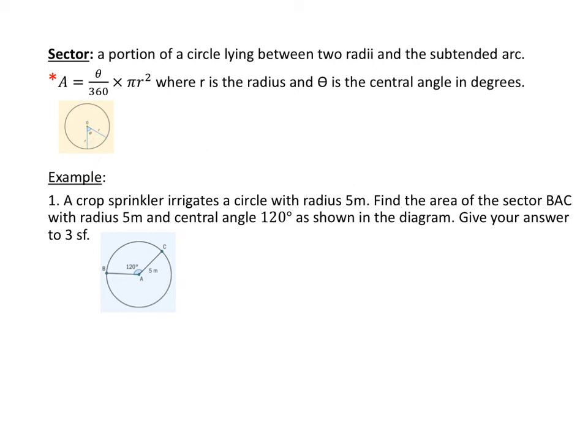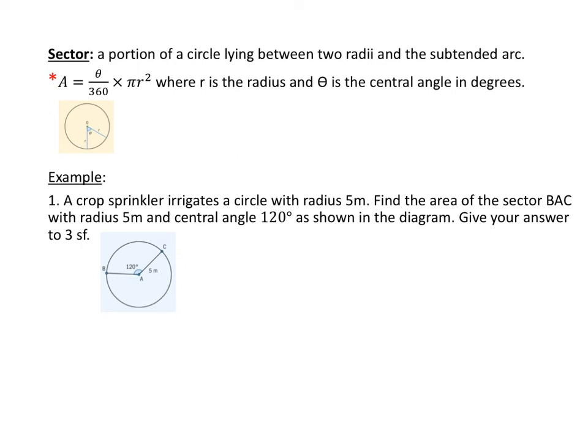So similar to arc length, where you're taking a piece of the circle, your area of a sector is going to be theta, whatever that interior central angle is, divided by 360, because you're just taking a part of it, times the area of the circle, so times pi r squared, where r is your radius, and again, theta is this central angle. So given this crop sprinkler here that irrigates a circle with radius 5 meters, find the area of sector BAC with a radius of 5 meters and a central angle of 120 degrees.